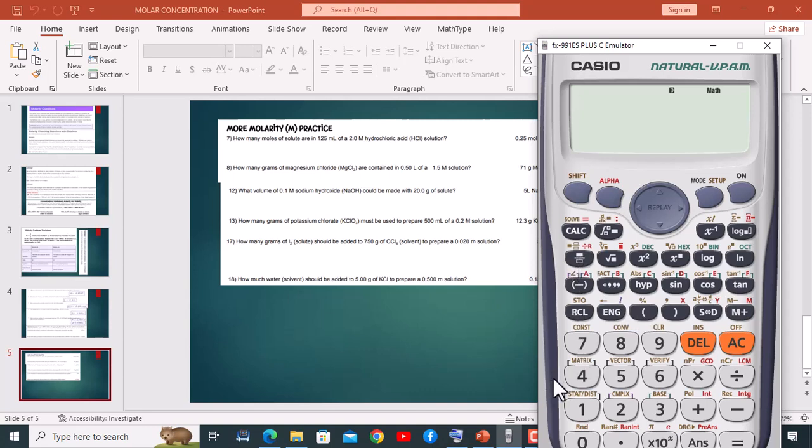I'm going to say, okay, I have 0.1 and I am going to multiply that by the liters, but this is in grams. I need to convert this to kilograms. So I'm just going to take this 20.0 and divide, because I'm moving from a smaller number to a bigger number. You divide by 1,000. The conversion factor between grams and kilograms is 1,000.